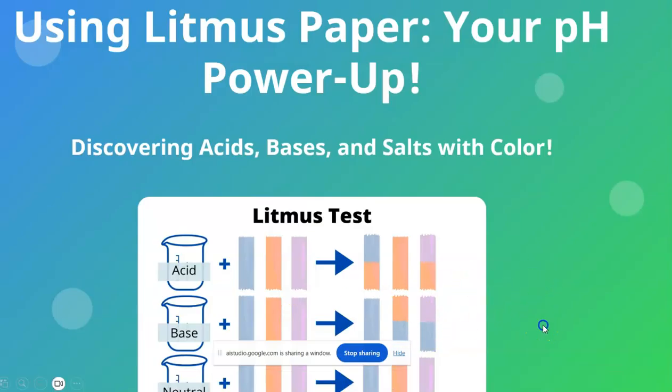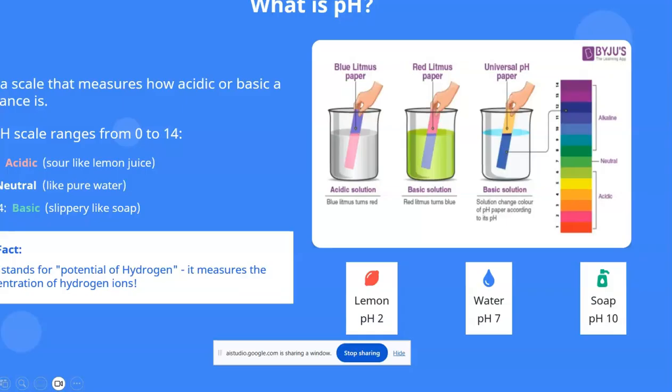Okay, so I cannot see. Okay, for the neutral, as you can see in the image, it will just remain the same color. If the blue litmus paper is dipped in the neutral, it will remain blue. The same thing happens with red and purple. This is the image of the litmus test. Okay, let's proceed further.